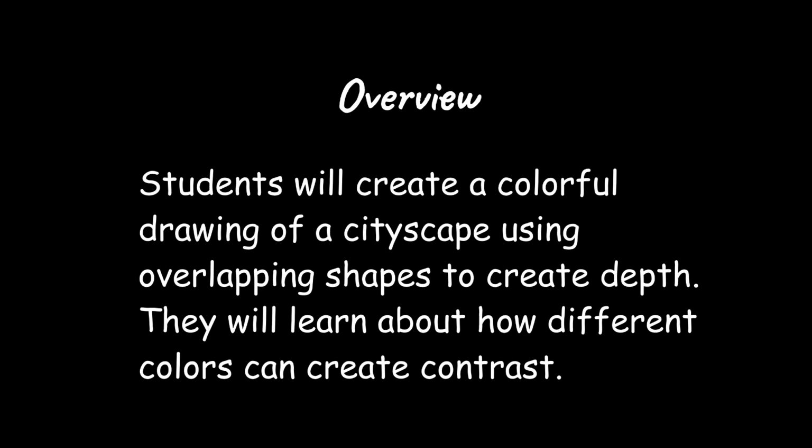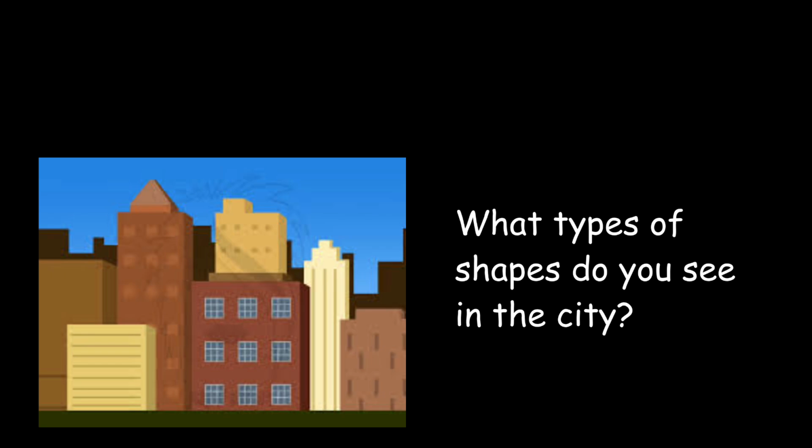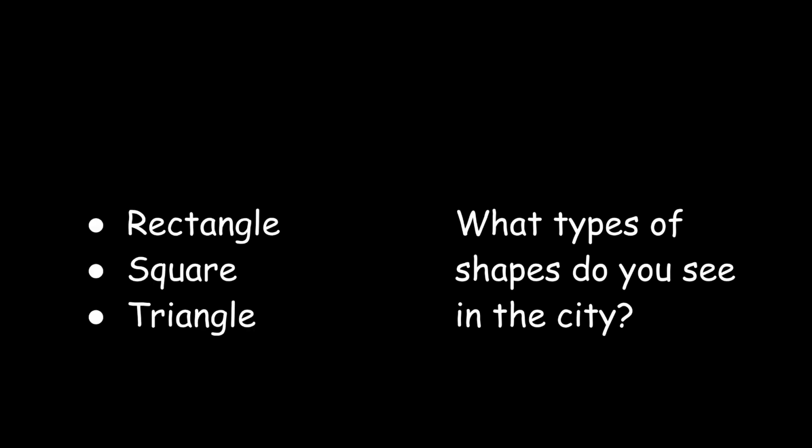For this lesson, you will create a colorful drawing of a cityscape using overlapping shapes to create depth, and you will learn about how different colors can create contrast. Starting out with an intro question, raise your hand and tell me, what types of shapes do you see in the city? Take a closer look. If you answered rectangle, square, or triangle, you're correct. Now let's look at our intro YouTube video.